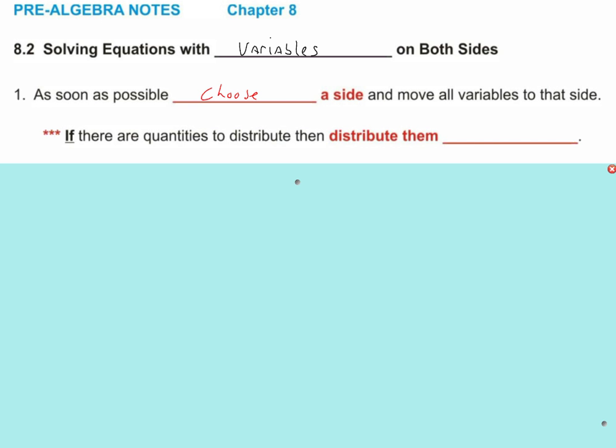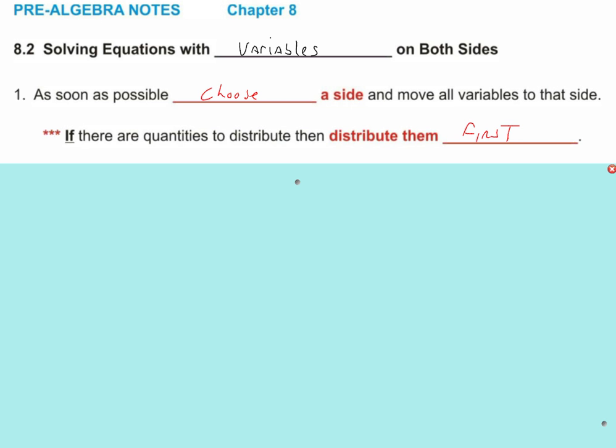But be careful, because if there are quantities to distribute, distribute them first. And so you'll see that. But here's the big thought you have to get in solving equations with variables on both sides. I have to choose a side and get all the variables on that side. And that has to happen before you move anything else to any other side.